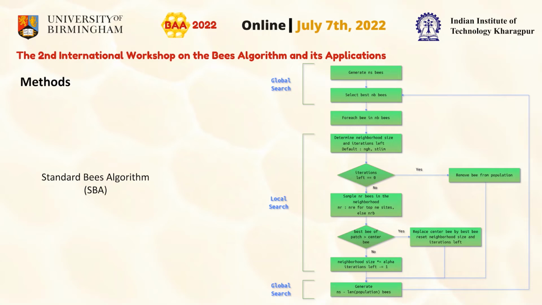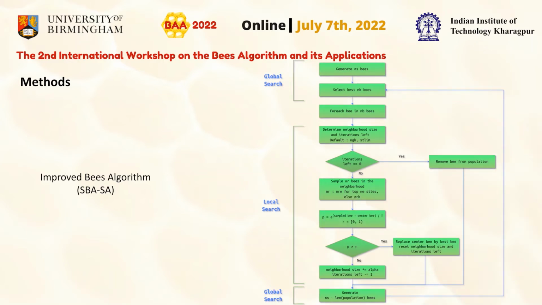Coming to the standard Bees algorithm, the key changes here are site abandonment and neighborhood shrinking. For each patch, we now declare an iteration limit in addition to the neighborhood size. In each iteration, iterations left is decremented by 1 and the neighborhood is shrunk by a factor of alpha. If the best sampled bee is better than the center, neighborhood size and iterations left are reset to their initial values. And if a patch hits 0 iterations left, it is removed from the population, which we call site abandonment.